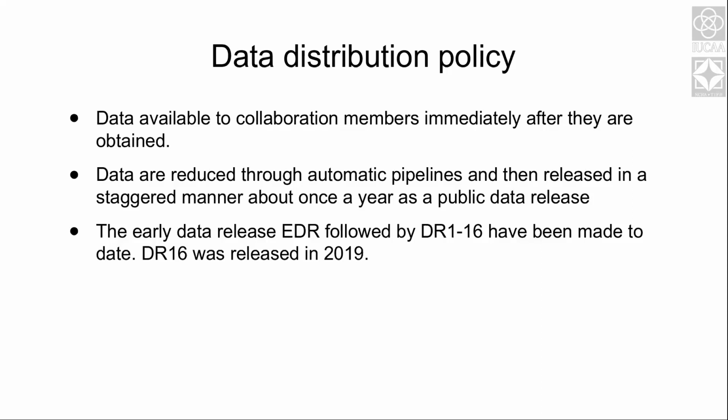Its data are available to collaboration members immediately and to the public in the form of a public data release. There was an early data release and was followed by data release 1 through 16, approximately 1 data release every year. And data release 16 was released in 2019.